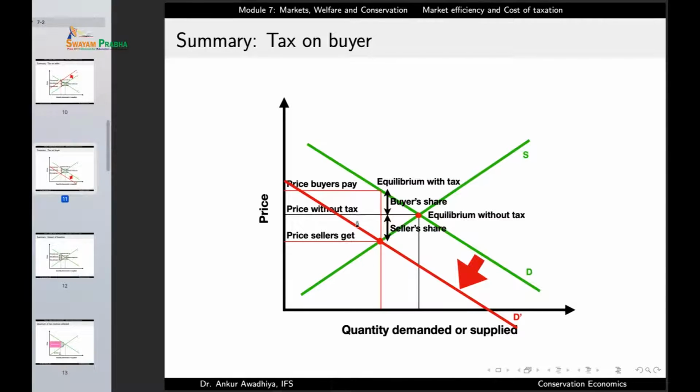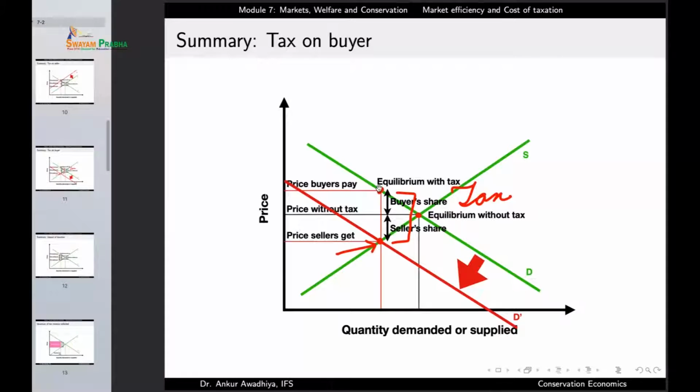Now, in this case, what we are observing is that the price that the sellers get is this much only, where the demand and the supply curves are meeting. But the price that the buyers have to pay is this much because they are not only paying the amount to the sellers, which is this one, but they are also paying the tax, which is this much. So they are paying not just the seller, but they are also paying the government with the tax. So this is the price that the buyers pay.